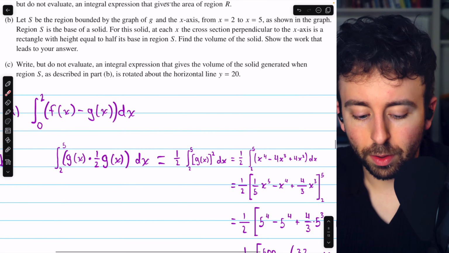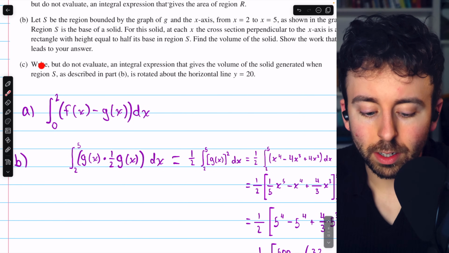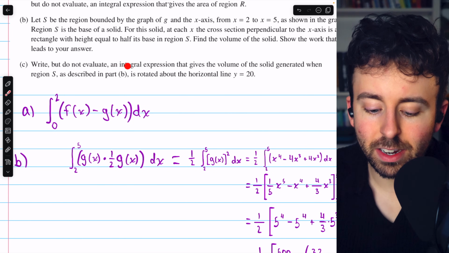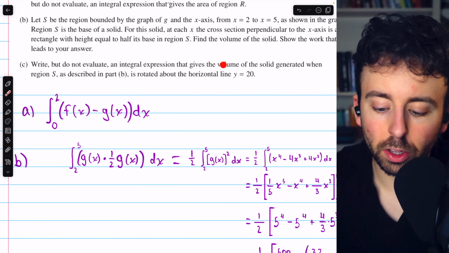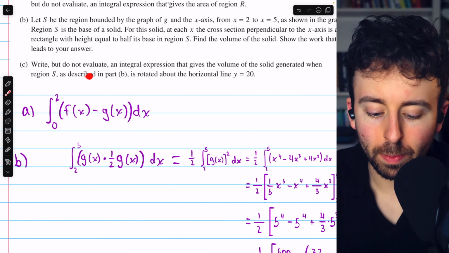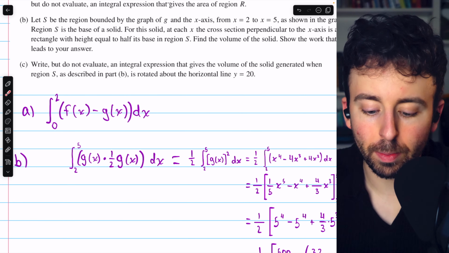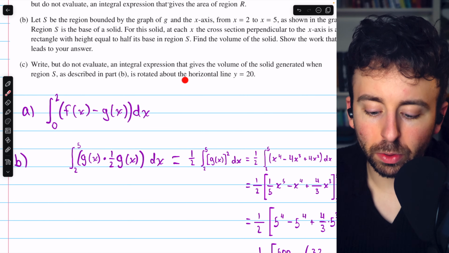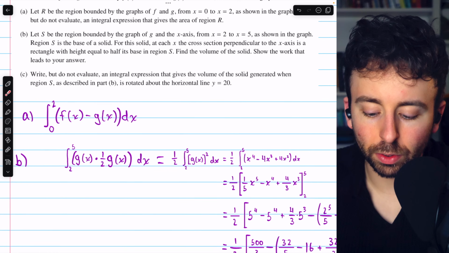Finally, finishing with part C. Write, but do not evaluate, an integral expression that gives the volume of the solid generated when region S, as described in part B, the region we were just talking about, is rotated about the horizontal line y equals 20.